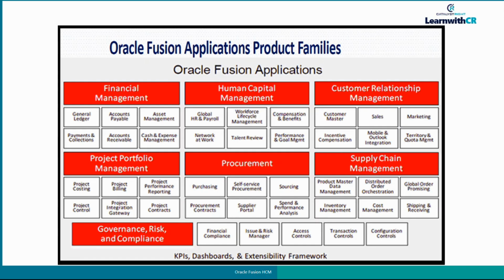Now, what do the technical items cover? They cover inbound integration, outbound integration, fast formulas, and extracts. This is the part being covered for human capital management. The same technical items also fall in other product families as well.